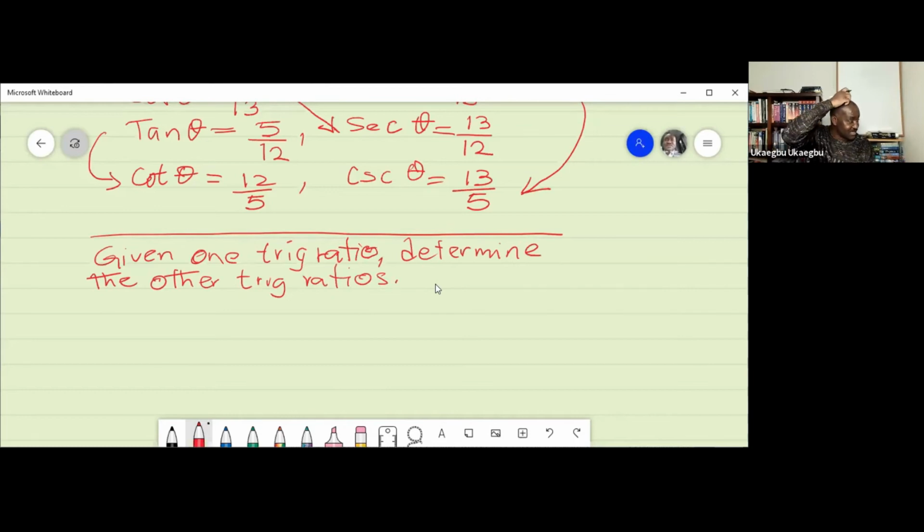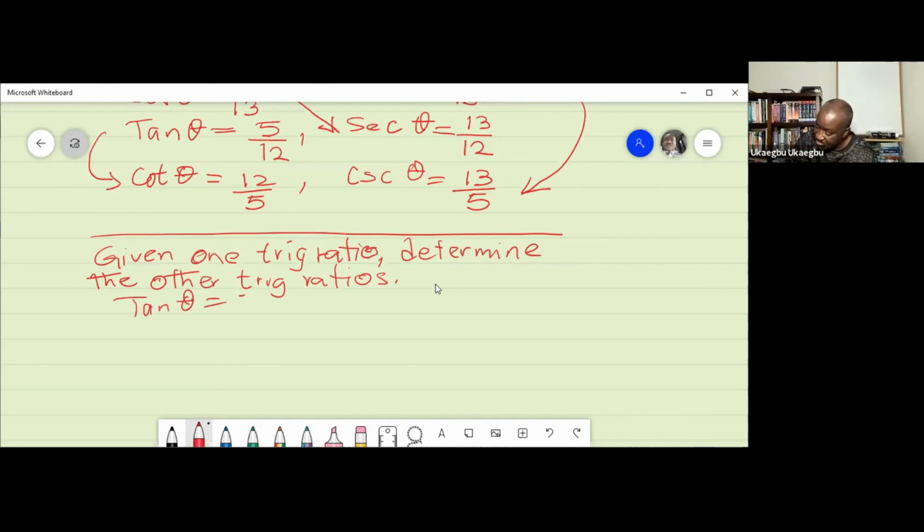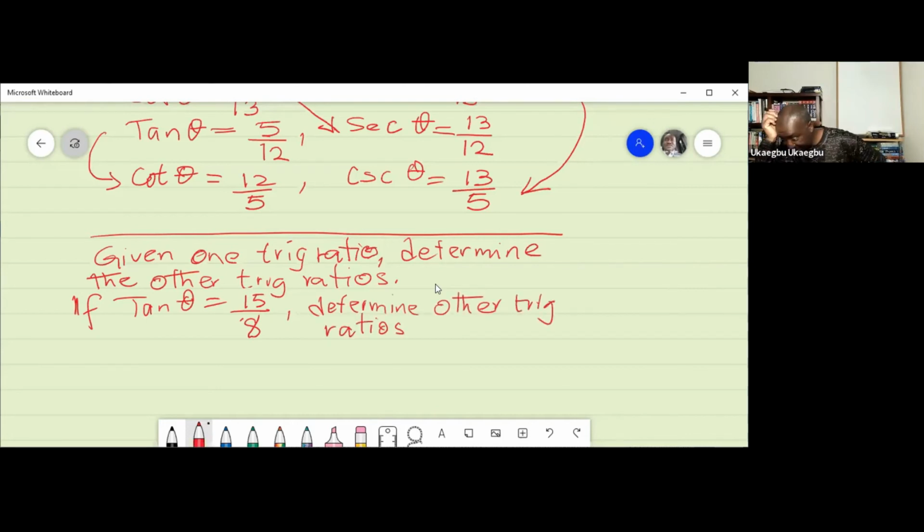So I would say that tangent of theta is 15/8. Tan theta is not 5, I want to write 15, not 5. Tan theta is 15/8. The question is: determine the other trig ratios. So this should be if tan theta is 15/8. Determine the other trig ratios.